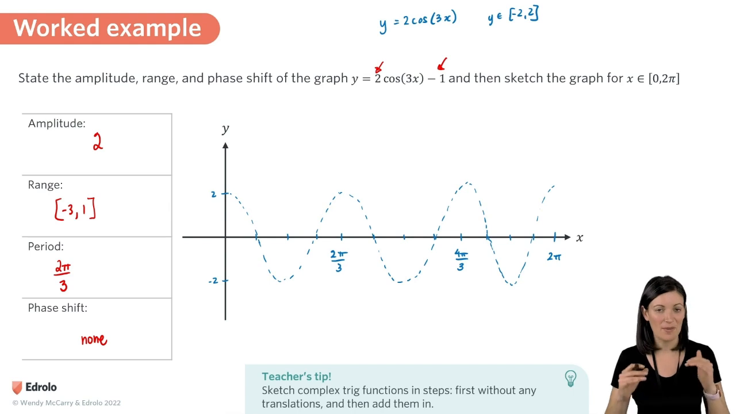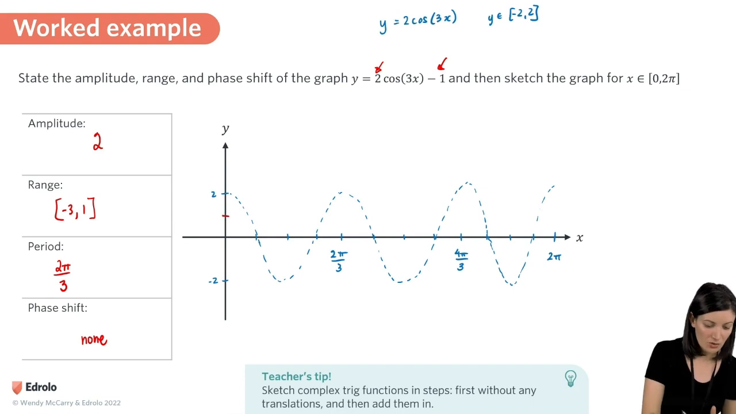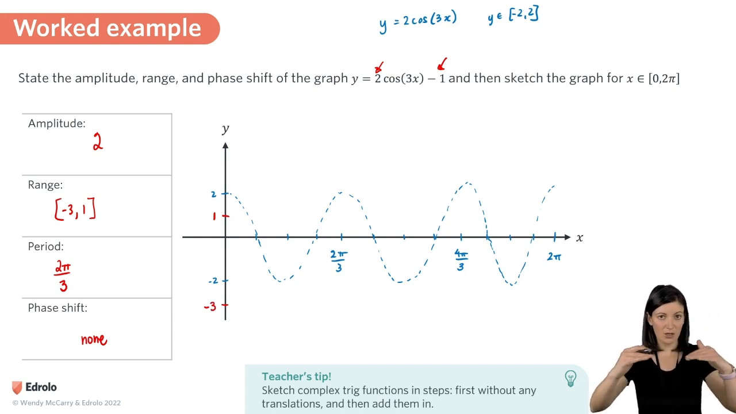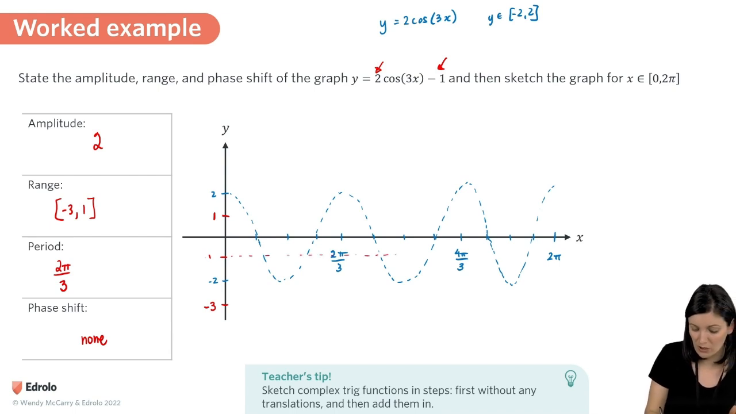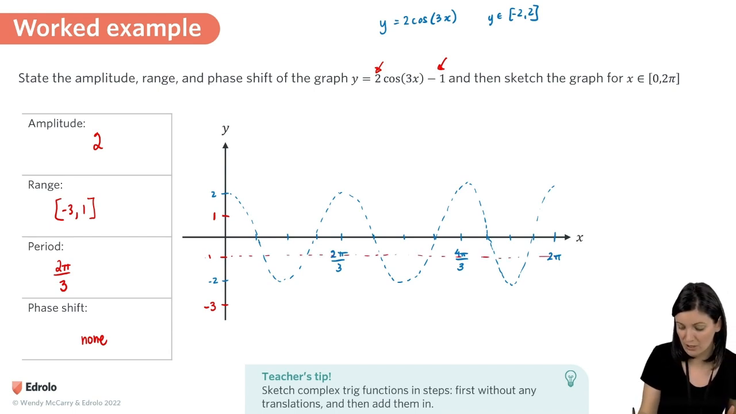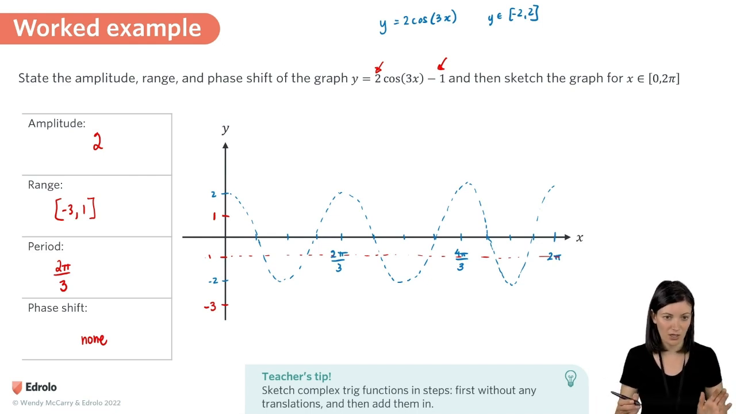My next step is I'm going to add in my vertical translation, and I'm going down by 1. So I'll put in my new range. It's going to shift down by 1. And if you can imagine now, my center line, my mean line, is now going to be at y equals -1. Again, I'll just draw a little dotted line in here. If you're doing this for yourself, you might just draw it really lightly with your pencil, just so you can get an idea of what you're drawing around.